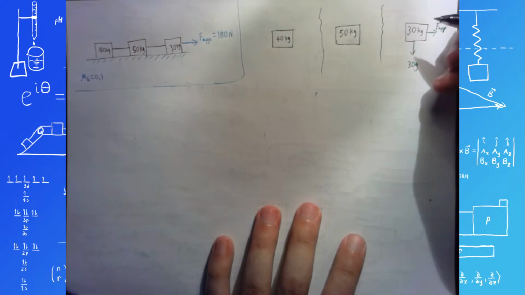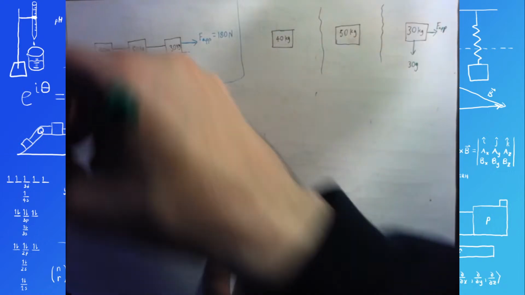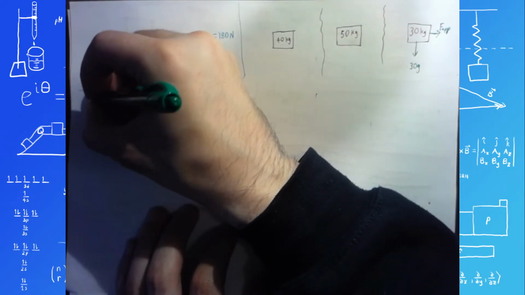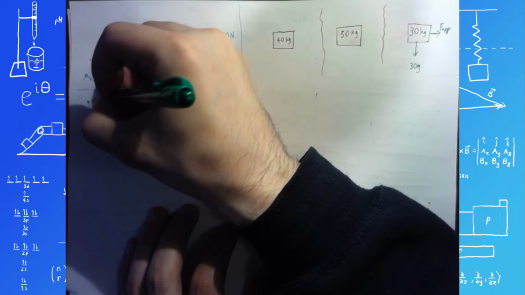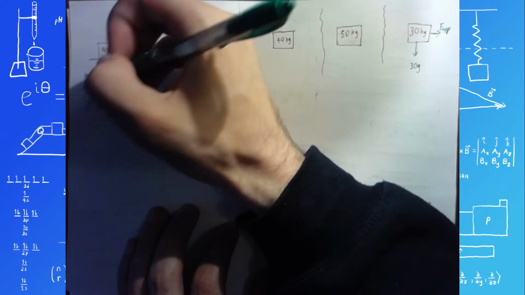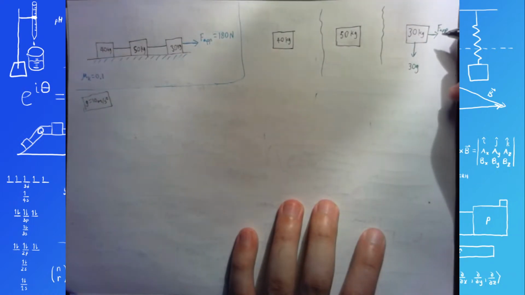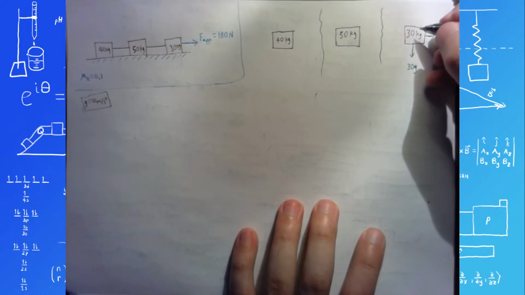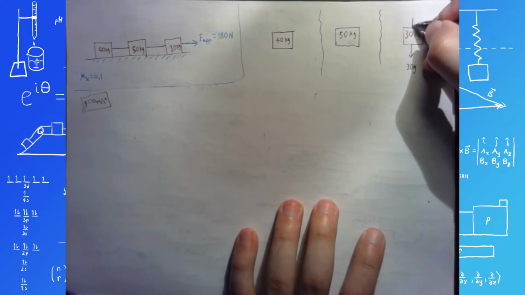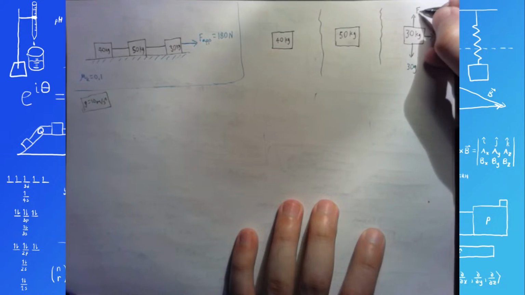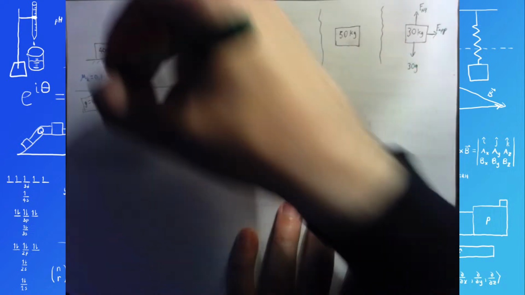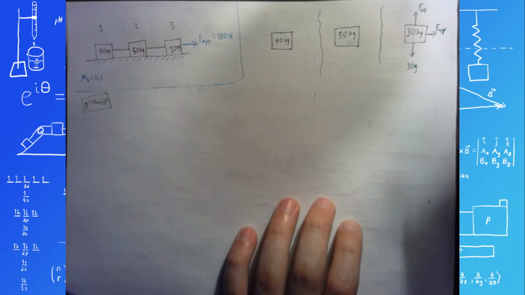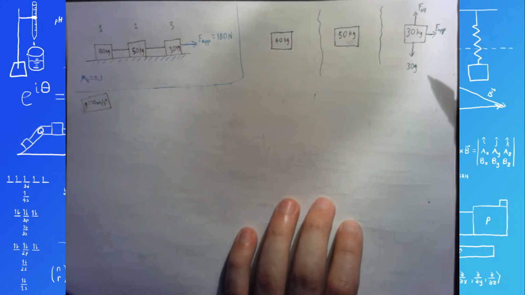And I guess for this one, should I use 10 for g? Yeah, let's use 10 for g. I'll use g equals 10 meters per second squared just to speed up calculations. So we'll do 30g down, and then there's got to be some normal force up. I guess I'll call this normal force 3 since this will be object 3. I'm thinking of them as object 1, 2, and 3 in that order. So I'm going to call that normal force 3.